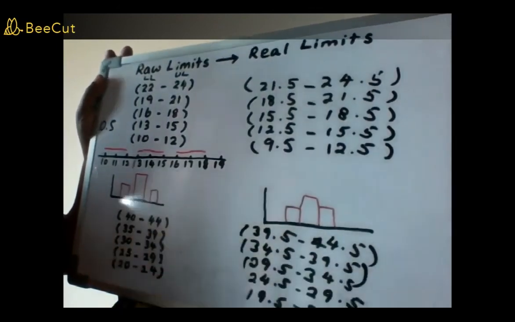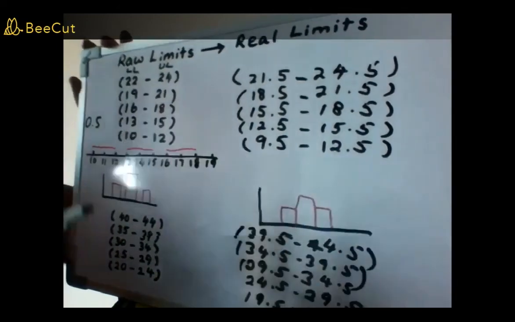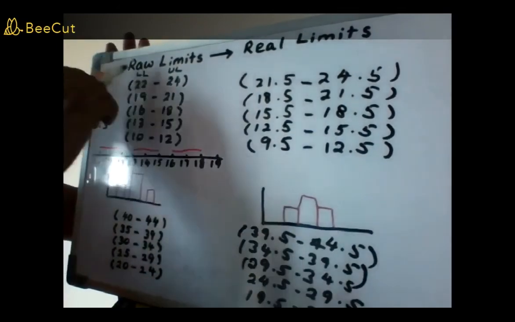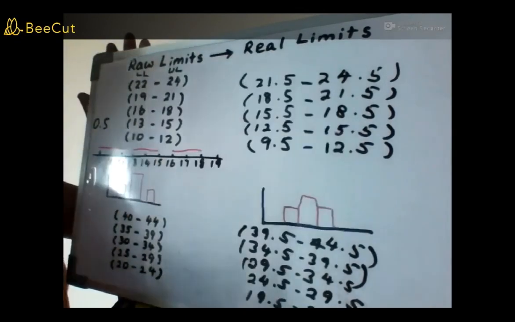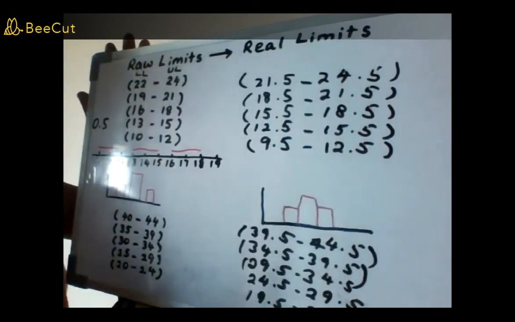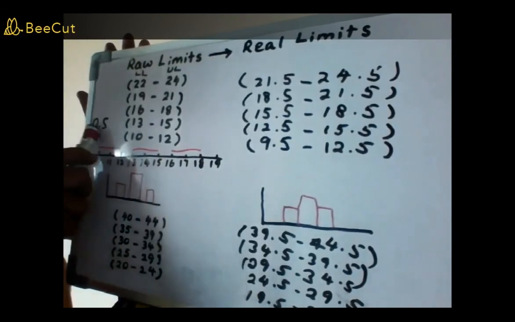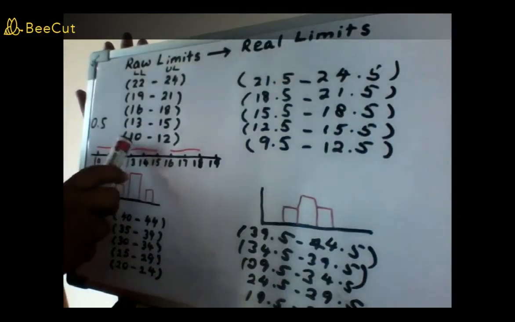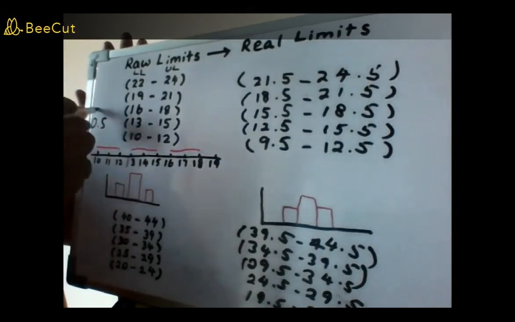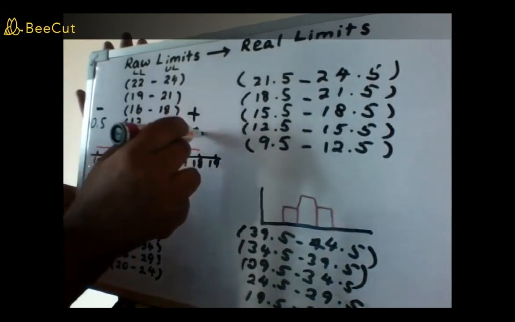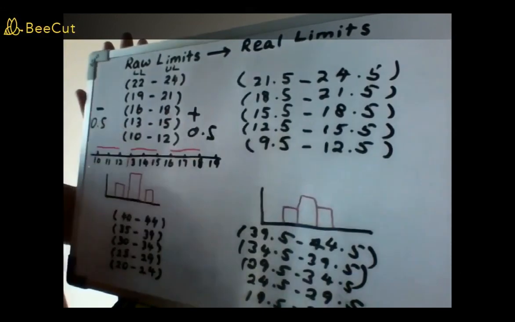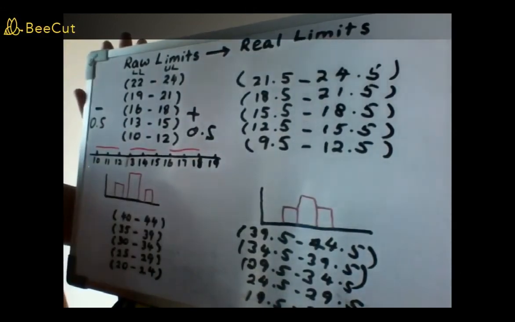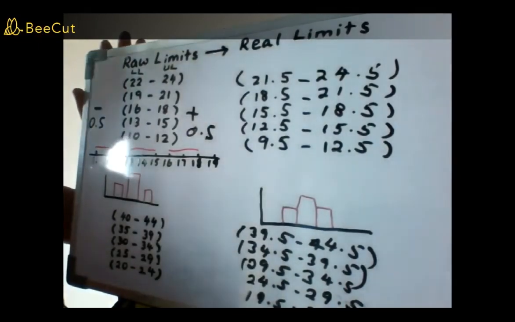Okay. Likewise, you can convert the row limits to real limits. What's the rule? You have to deduct 0.5 from the lower limit, and you have to add 0.5 to the upper limit. අඩු පැත්තෙන් අඩු කරනවා, වැඩි පැත්තට එකතු කරනවා. Right.